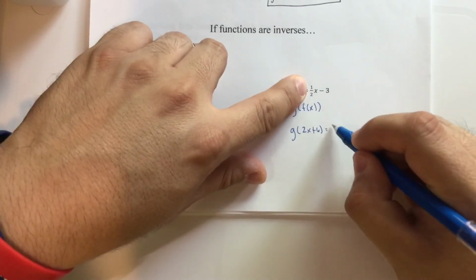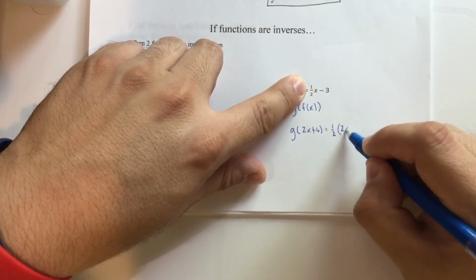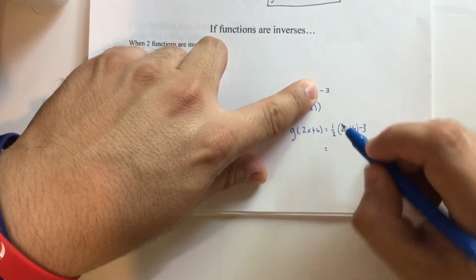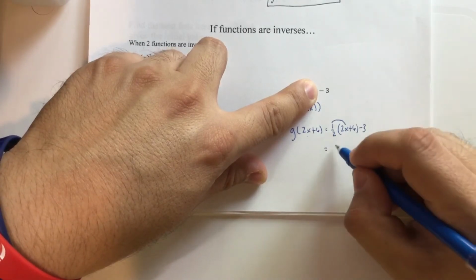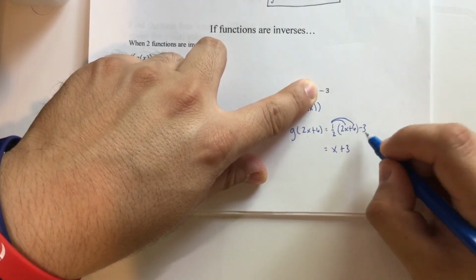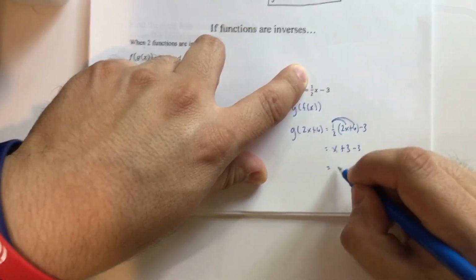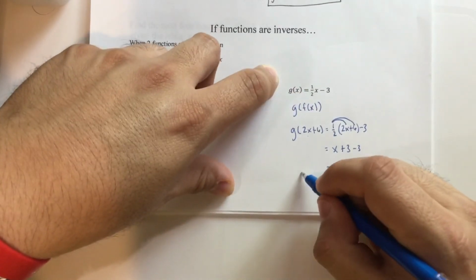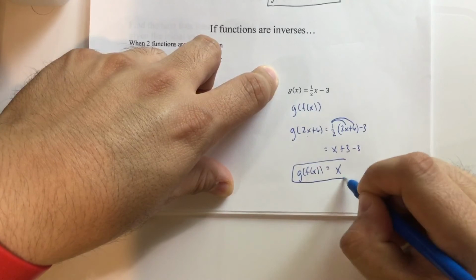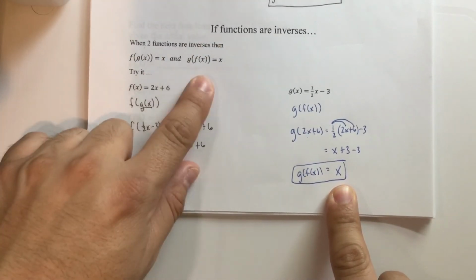So we start with 1/2. We're going to change x to this expression, which is 2x plus 6. Continue on, minus 3. We're going to distribute. 1/2 times 2x is x. 1/2 times 6 is 3, and then we have a minus 3. And once again, the positive 3 and the negative 3, you can see they cancel, leaving us with x. So in terms of g of f of x, it does equal x. And since both of them simplify to x, by definition, they are inverses.